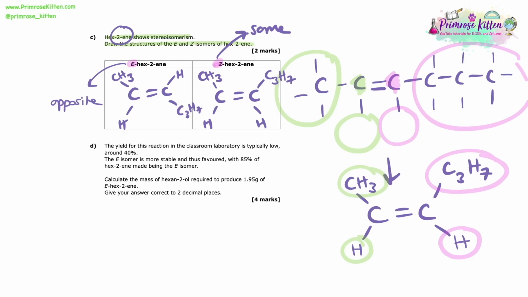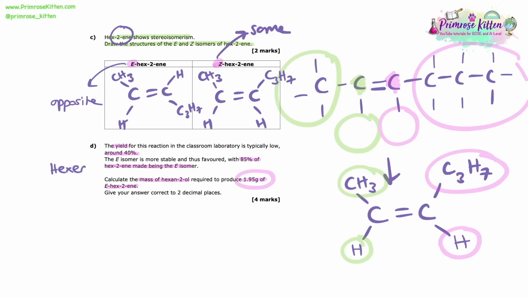The yield for this reaction in the class from the laboratory is typically low, around 40%. The E isomer is more stable and thus favoured, with 85% of hexene made being the E isomer. Here we're asked to calculate the mass of hexanol required to produce 1.95 grams of E-hexene, and we need to give our answer to 2 decimal places.